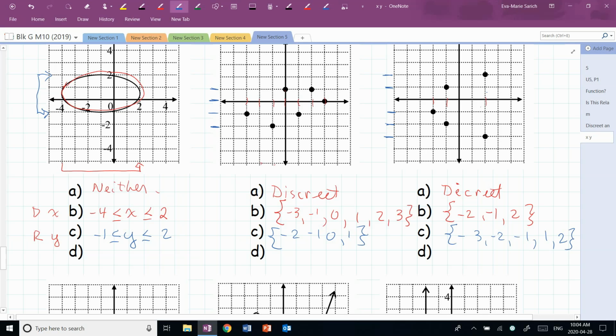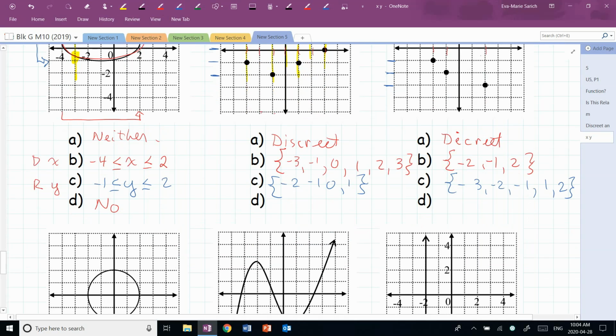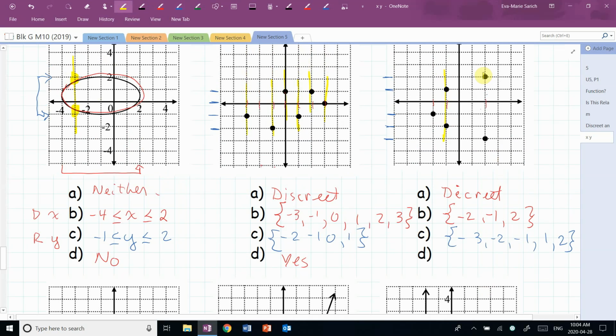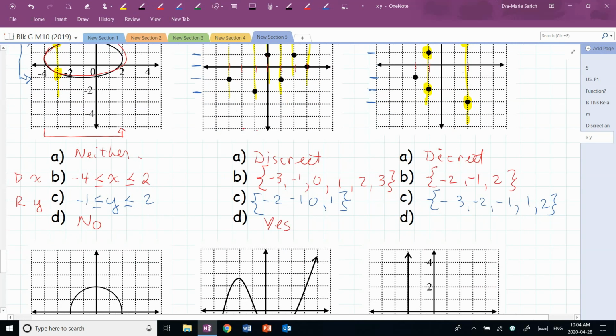Is it a function? Use your vertical line test. Crosses in 2 places. This is a no. Vertical line test, 1, 2, 3, 4, 5, 6. No points are crossed more than once, so this is a yes. The last example, the vertical line test, it fails here and here and there and there. So this one is a no.